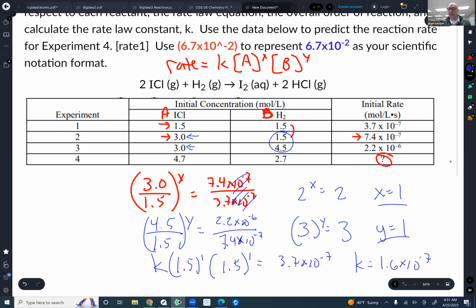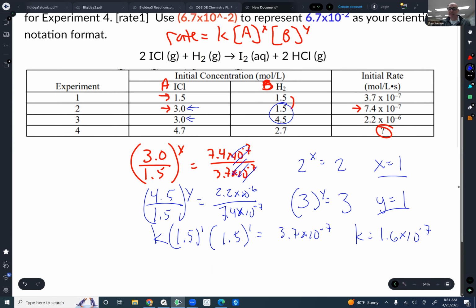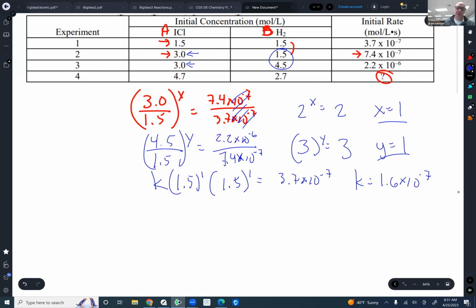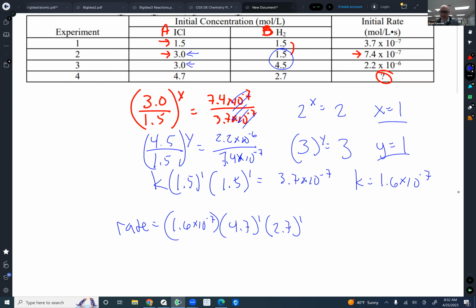Now that we have our value for k, we can go ahead and do the final step, which is let's solve for the rate of experiment number 4. Let's start with the k. K is equal to 1.7 times 10 to the negative 7, times 4.7 to the power of 1, times 2.7 to the power of 1. So I've got that k value times 4.7 times 2.7, and you end up with 2.1 times 10 to the negative 6.